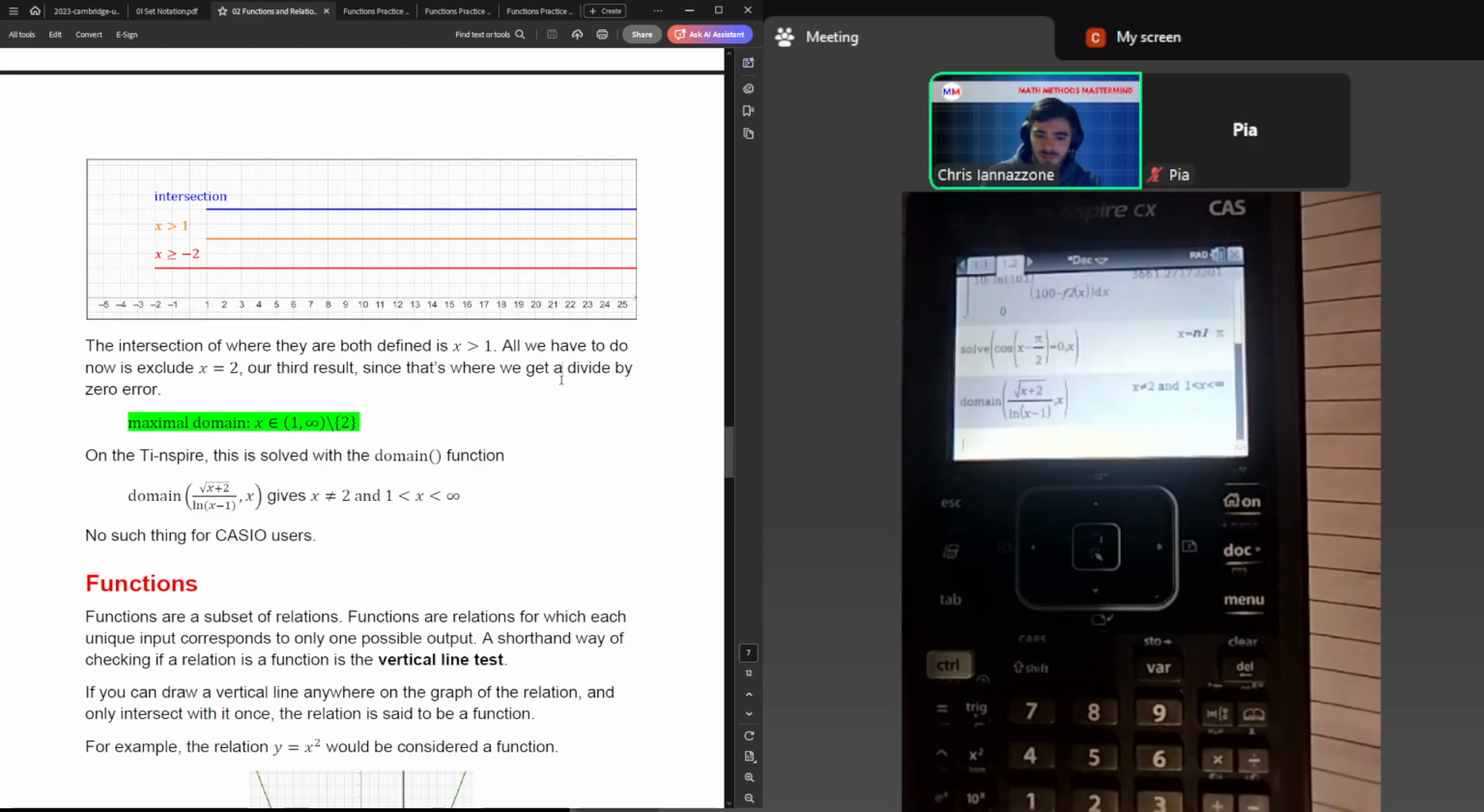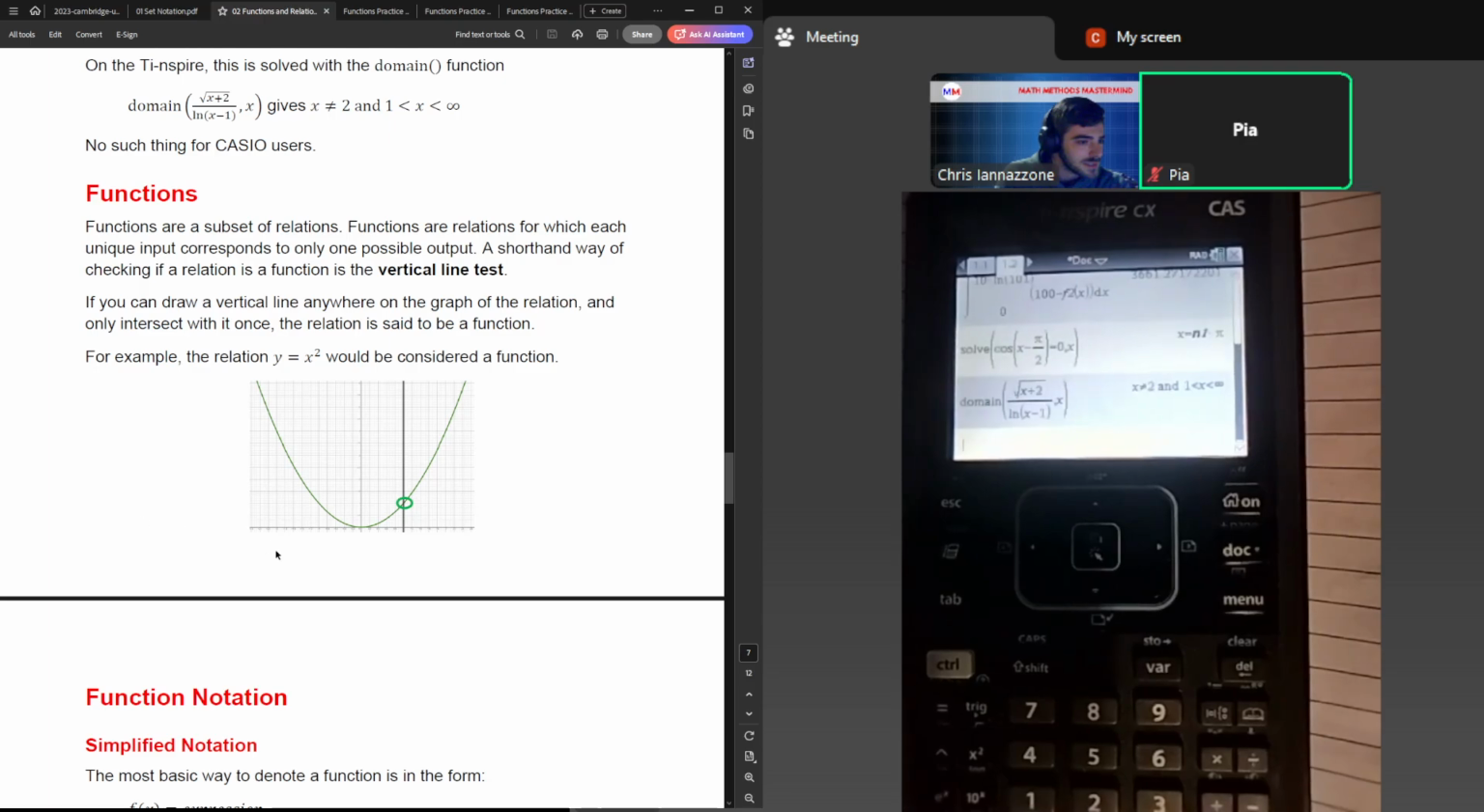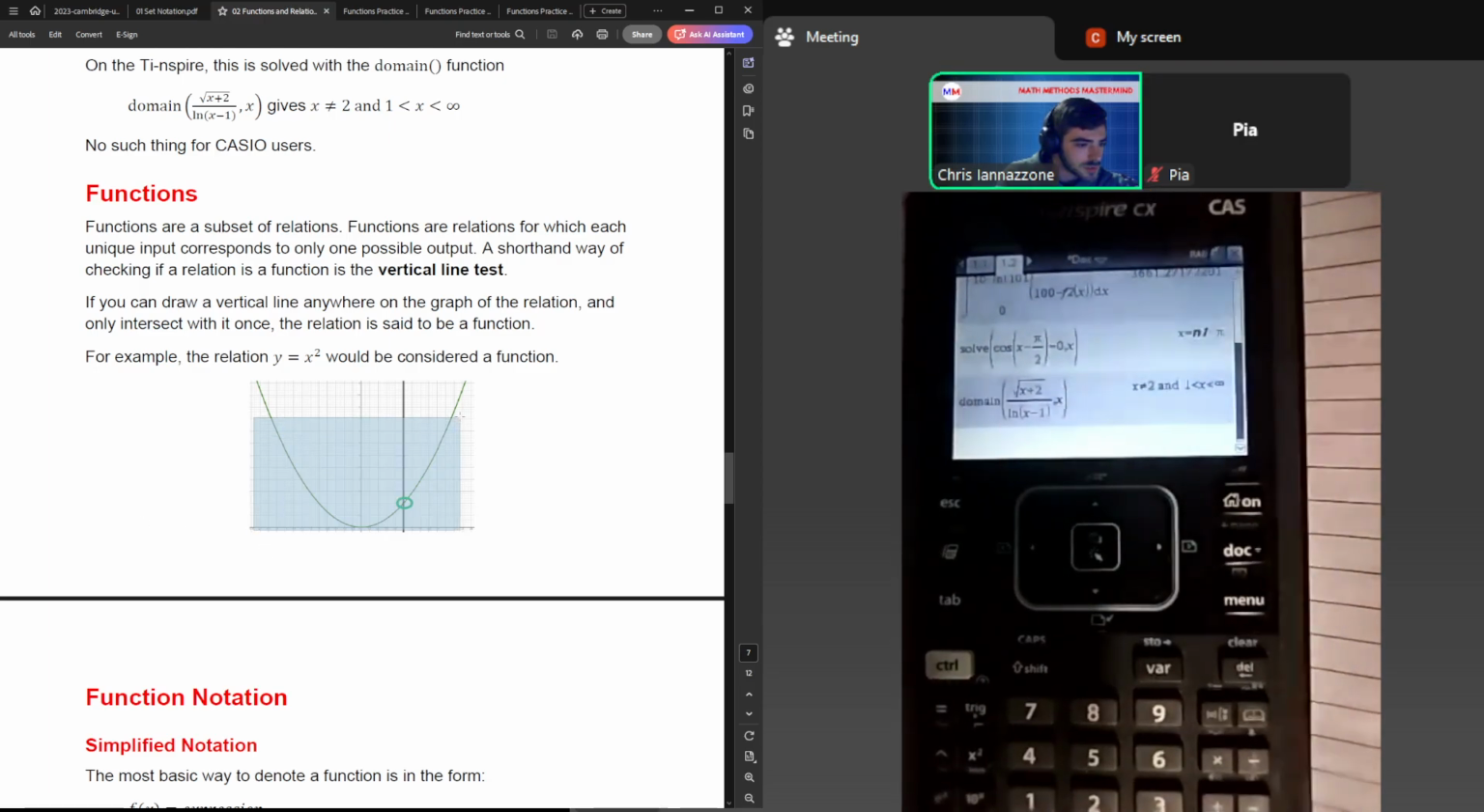So anything worth clarifying there? All good. Awesome. Okay. The rest is just going to be a bit more of terminology.